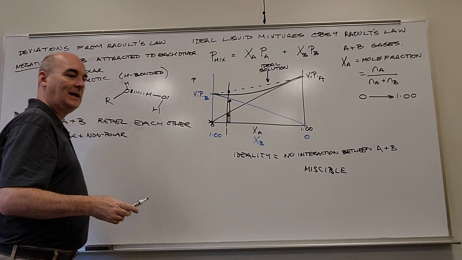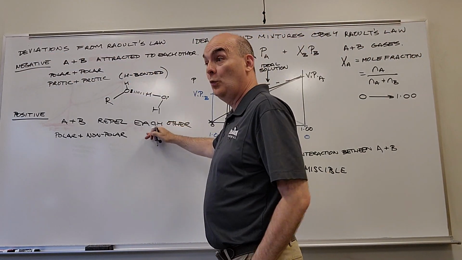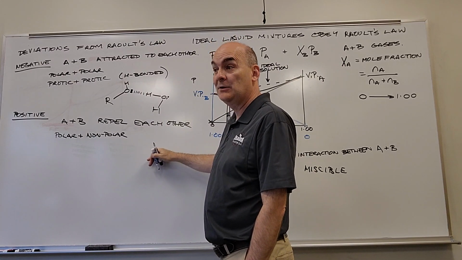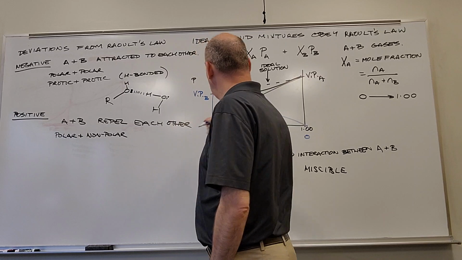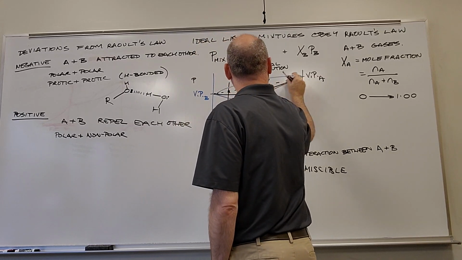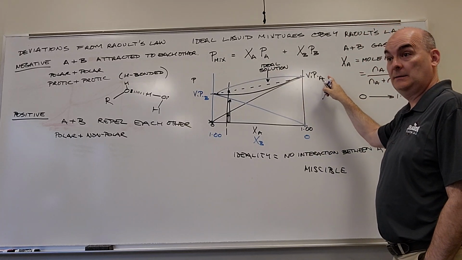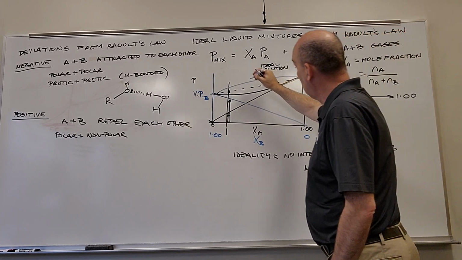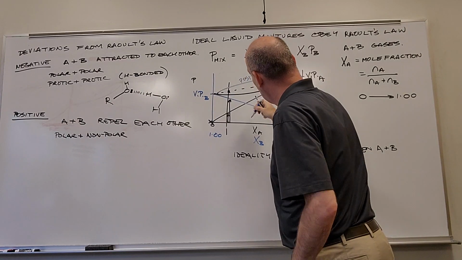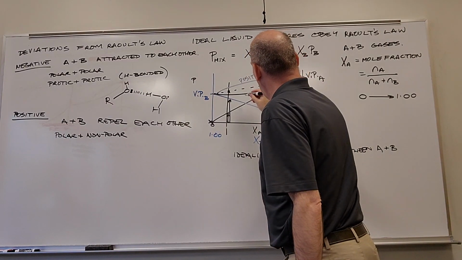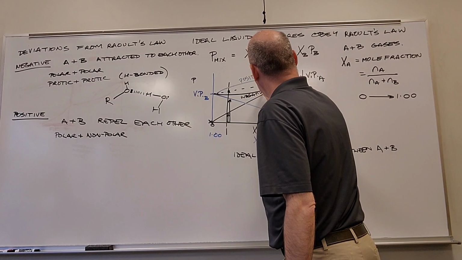Okay. And in that case, because now they don't want to share the same container as each other, they want to escape into the gas phase, and we get a bulge out the other way. So this is a positive deviation up top, and this is a negative.